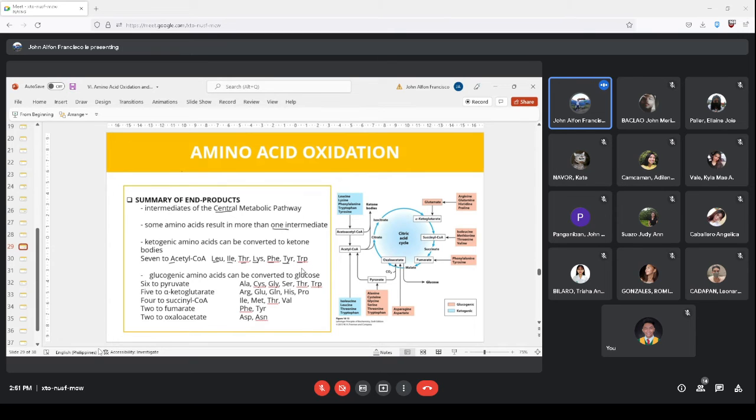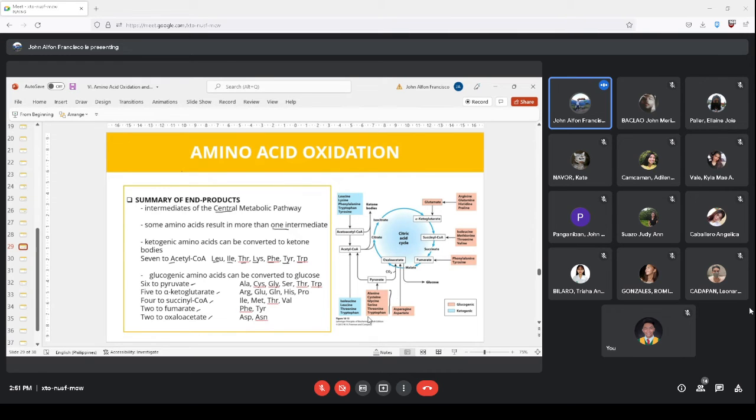Glucogenic amino acids naman can be converted to glucose as precursor for glycolysis. Six are for pyruvate. So marami siyang entry point: pyruvate, alpha-ketoglutarate, succinyl-CoA, fumarate, or oxaloacetate. Example of the amino acids that can be converted to pyruvate, ito yung kulay-pula: alanine, cysteine, glycine, serine, threonine, and tryptophan.